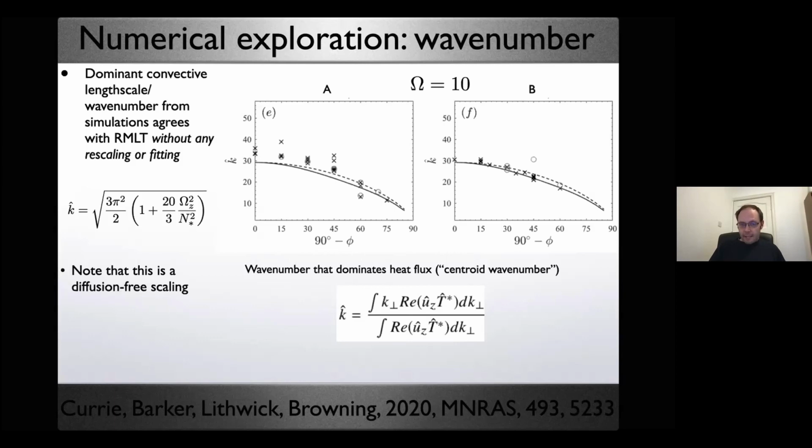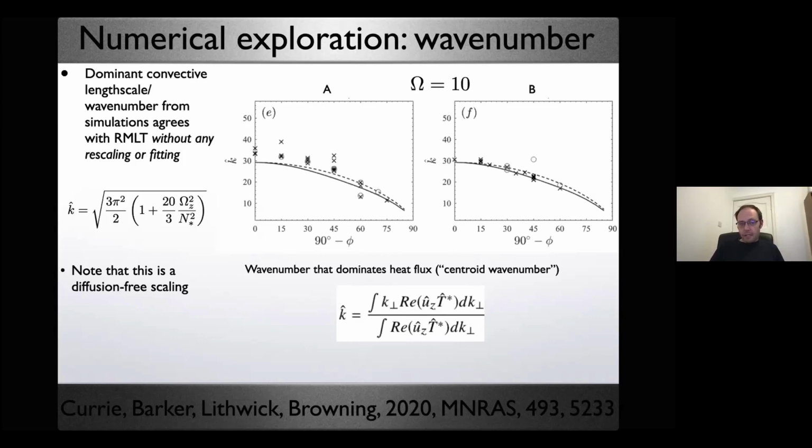And the black line here, well, the dashed line actually, is the prediction of the single mode mixing length theory, where we have an exact expression given on the left, which you can determine analytically for the wave number that dominates the heat transport. And it seems like that works very well. And note that there are actually no fitting parameters here.